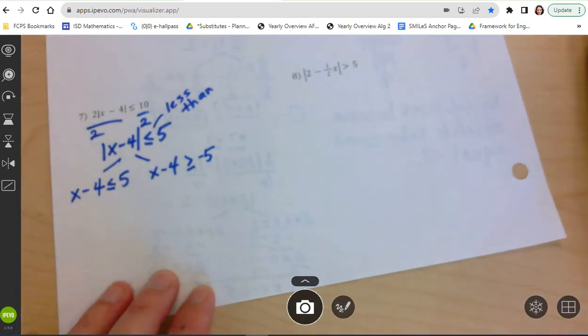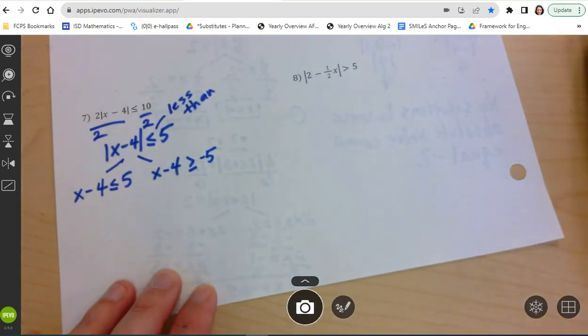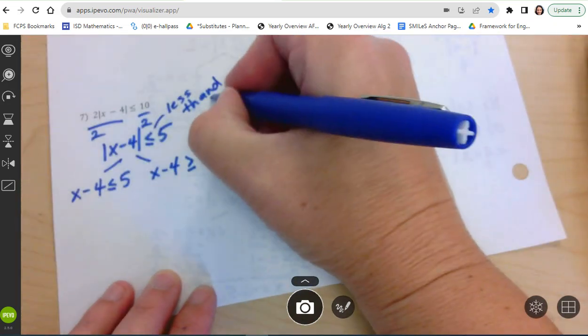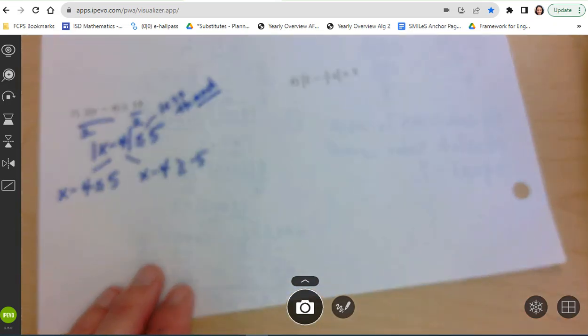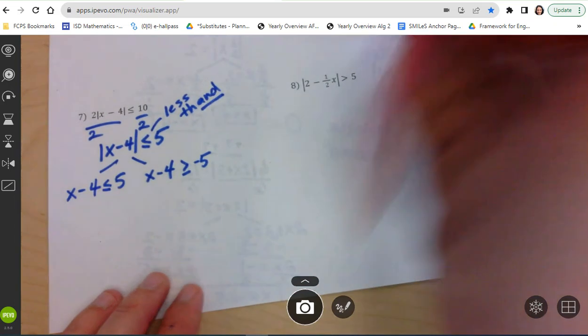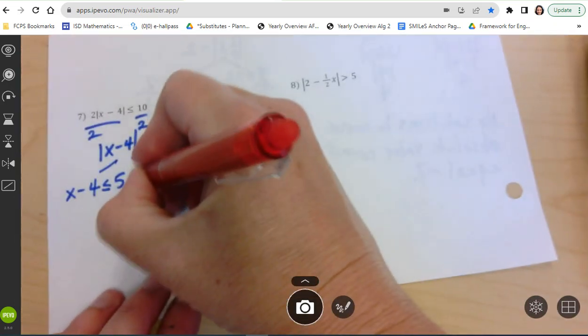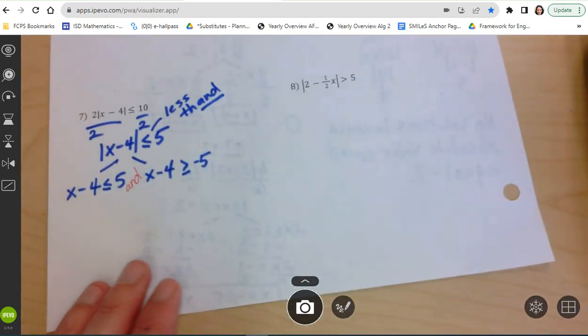Instead of saying "less than," we say "less than." The reason we say it weird like that is because it reminds us that it's going to be the word "and" in between the two. So it's this and this. And.